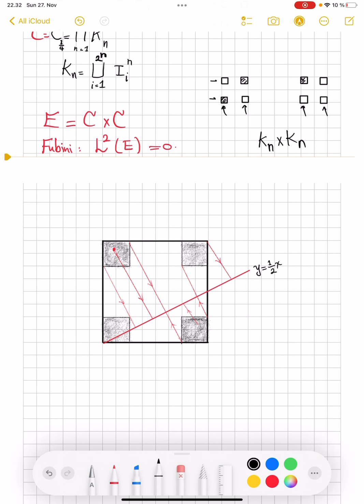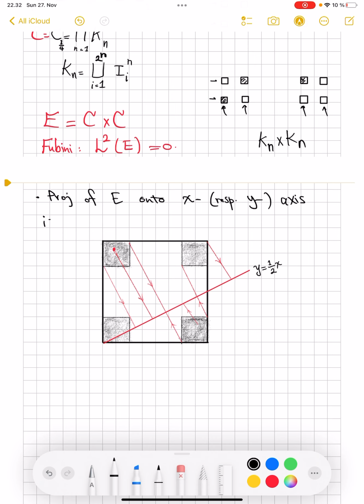The most important one to me in this talk is that the projection of the set onto X, respectively onto the Y axis, is of Hausdorff dimension 1/2.